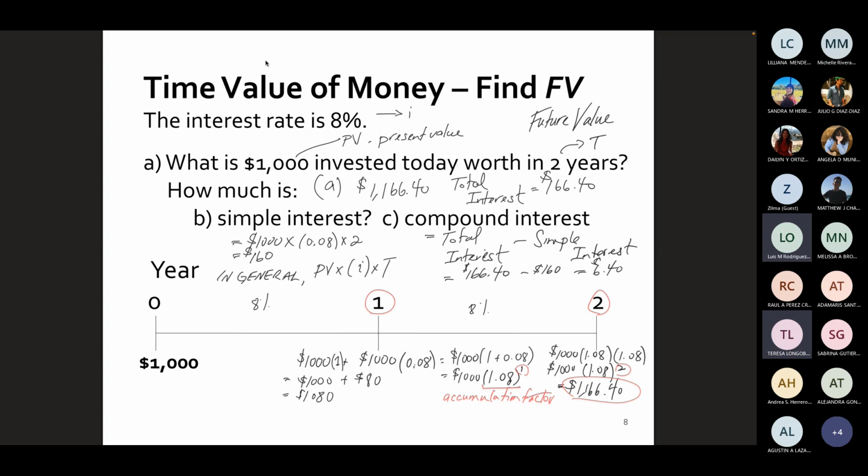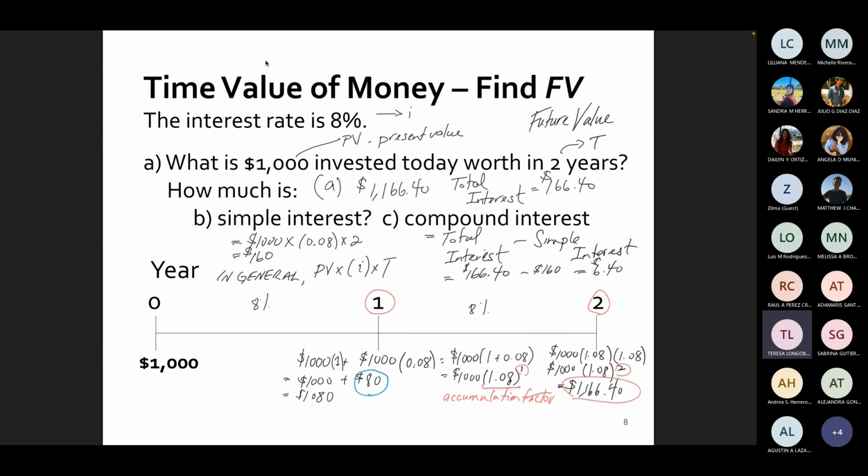Basically, is it the interest on the previous interest earned? Exactly. Very good. Yeah. So it's the interest on the interest. It's 80 that gets another 8% on it. So it's the interest on interest.